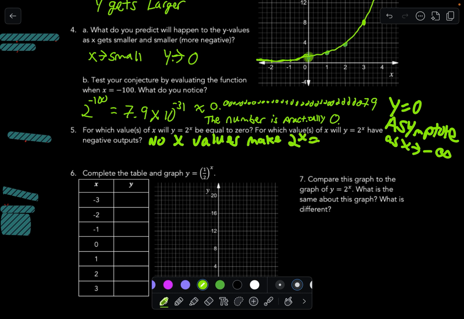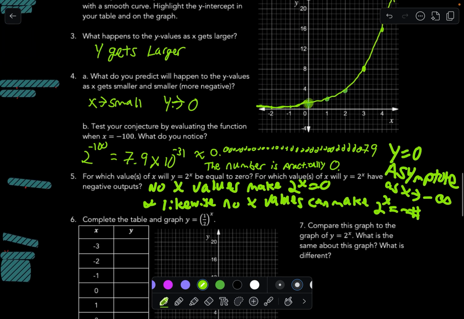So no x values make 2 to the x equal to 0, and likewise, no x values can make 2 to the x equal a negative number. Can't do it. So we say y equals 0 is the asymptote. It's the line that the graph approaches but doesn't touch. Now that was exponential growth.